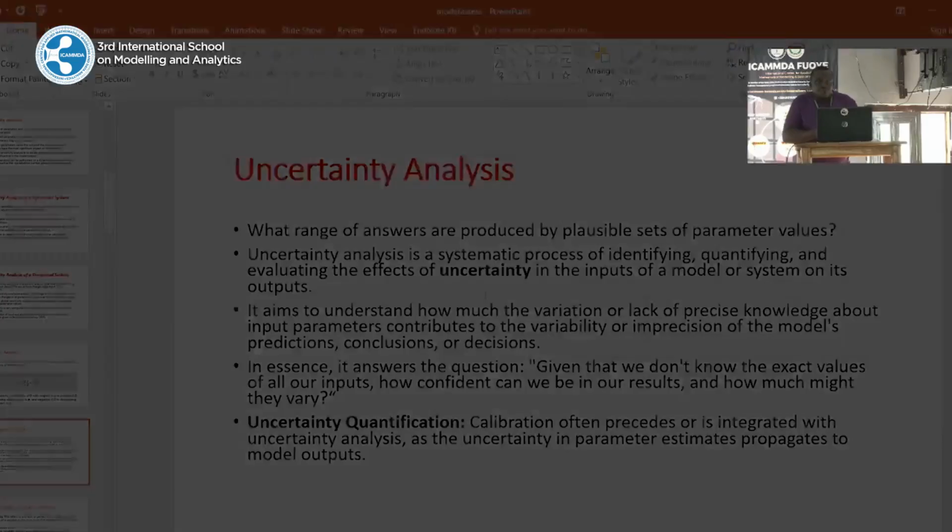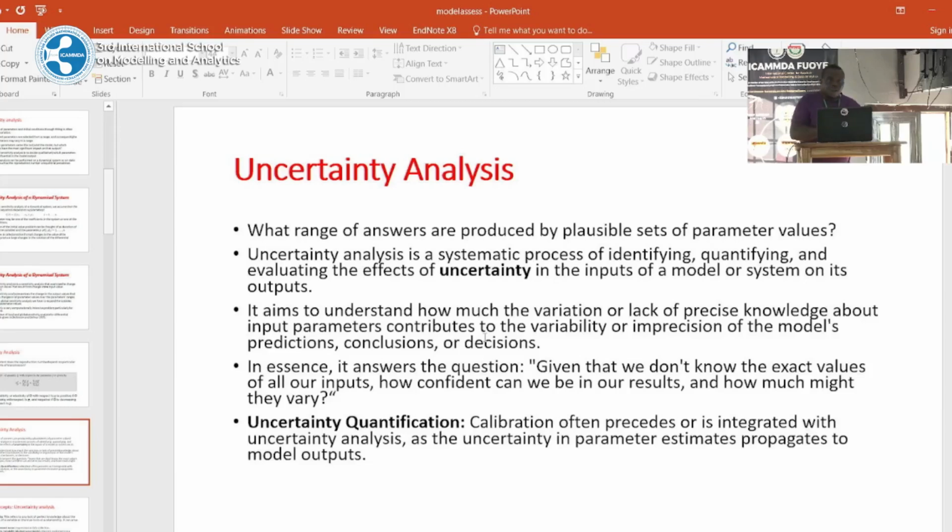You are fitting. You understand? You are fitting a model with your data, right? You are fitting a model with your data. So that is what it means there.